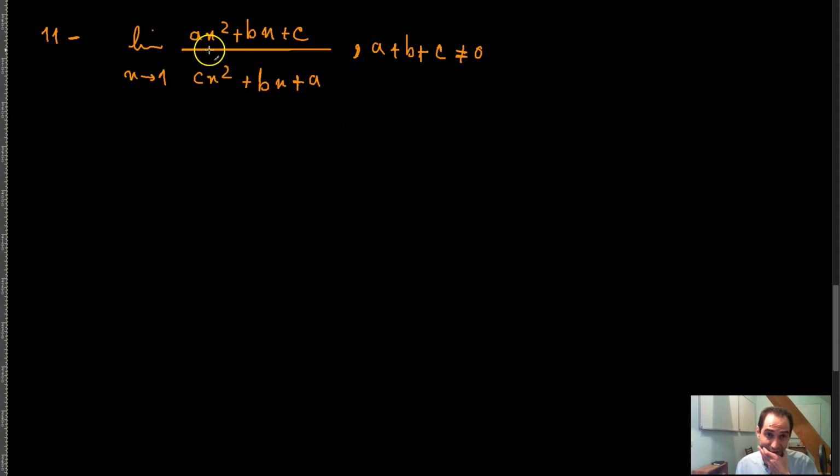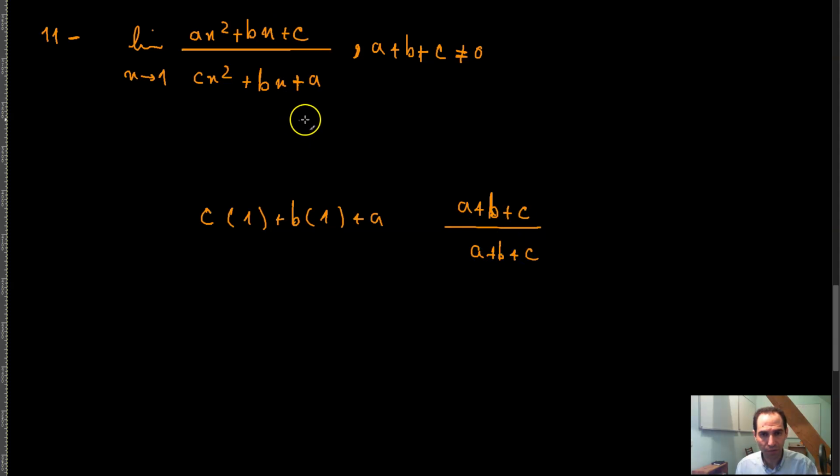So if x tends to 1, then you have a times 1 plus b times 1 plus c, so that would be a plus b plus c, and again c times 1 plus b times 1 plus a, so that would be a plus b plus c. So you would get a plus b plus c divided by a plus b plus c, numerator and denominator, divide them and you will get 1. So that would be equal to 1, I suppose. Let me see. Number 11 is 1, right? So number 11 is 1.